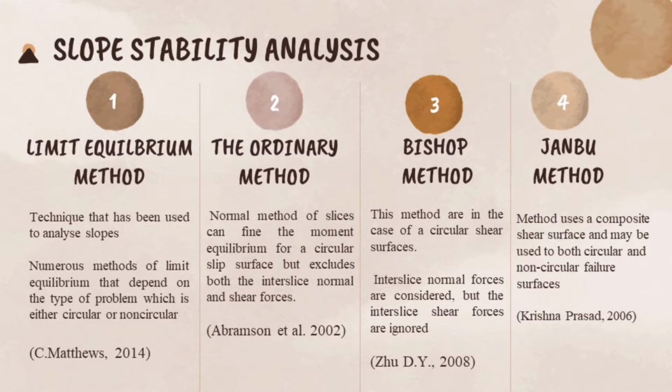The second method is the ordinary method. This normal method of slices can find the moment equilibrium for a circular slip surface but excludes both the interslice normal and shear force. Third method is Bishop method. This method is for the case of circular shear surfaces. The interslice normal forces are considered but the interslice shear forces are ignored. Last method is Jambu method. This method uses a composite shear surface and may be used for both circular and non-circular failure surfaces.